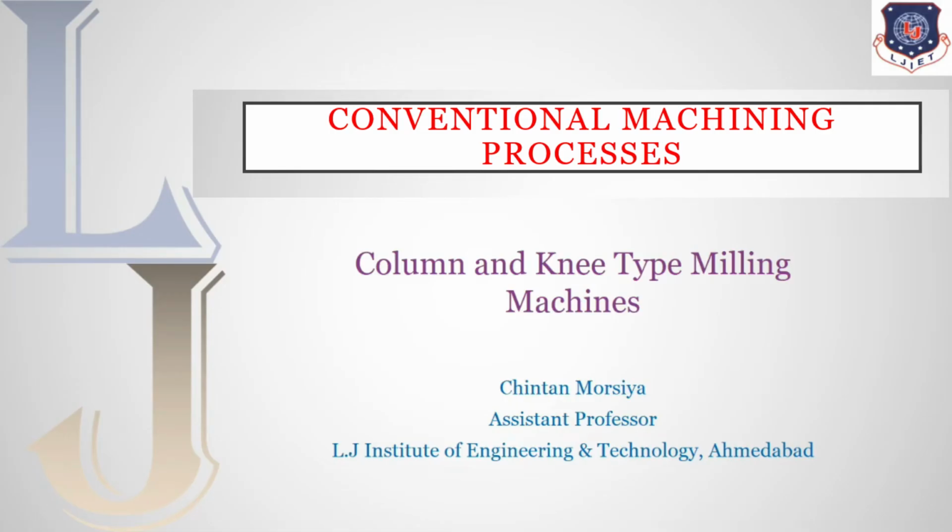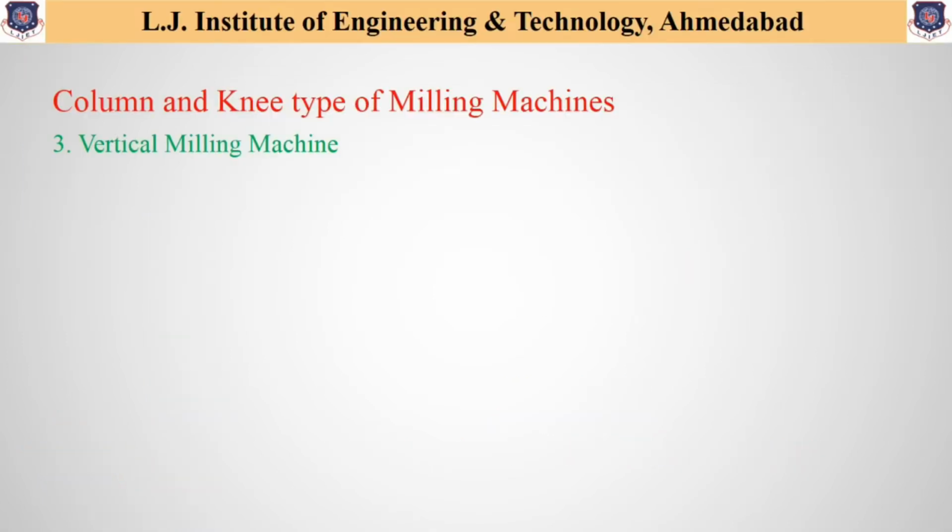Hello students, today in this lecture we will discuss further different types of column and knee type milling machine. In the previous lecture we discussed the hand milling machine and the horizontal column and knee type milling machine. Now in this lecture we will continue our topic with vertical column and knee type milling machines. First, let us start with the vertical milling machine, which is one type of column and knee type milling machine.